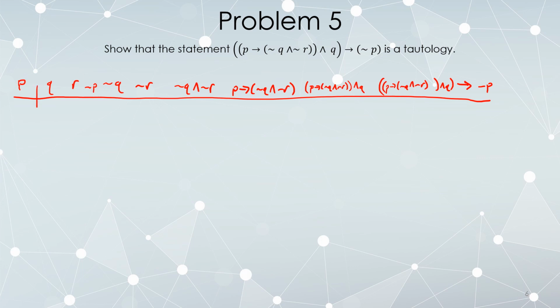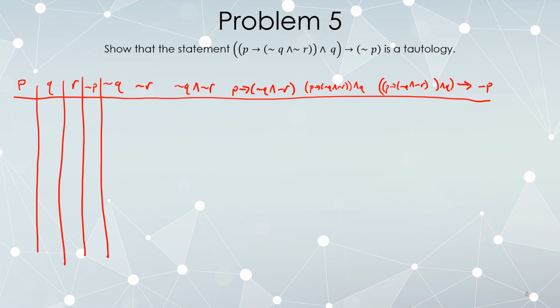Okay, so go ahead and throw down these vertical dividers for a little clarity. This is going to be a large and crowded truth table.